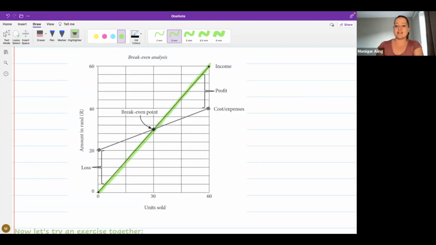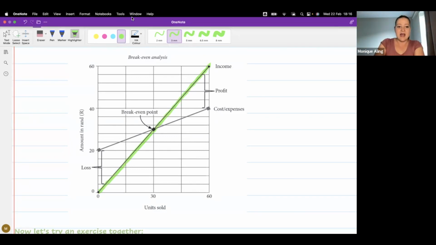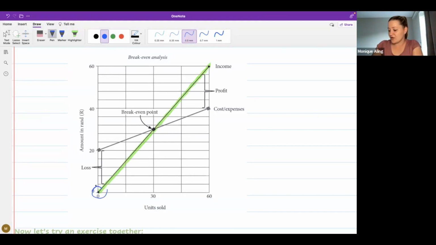I can tell that that's an income line straight away, because the income line graph is always going to start at 0 and 0. It always starts there, because if you don't sell anything, you don't make any money. So your income always starts at 0. However, when it comes to expenses, it's never going to start at 0, because you're always going to have some expenses before you even start selling your product or providing your service. So there's always going to be a fixed expense to start up.